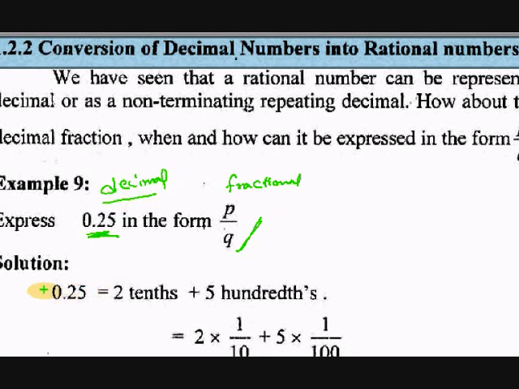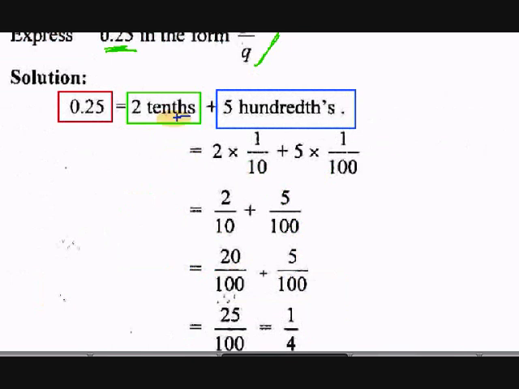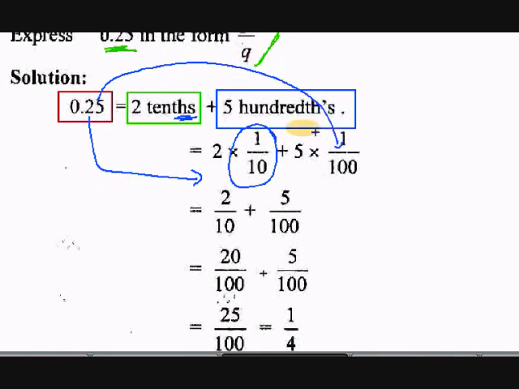We know that 0.25 has 2 tenths and 5 hundredths. Tenths means 1 by 10, so you multiply 2 by 1 by 10. This is the tenths place, and this is the hundredths place, so we multiply 5 into 1 by 100. That is equal to 2 by 10 plus 5 by 100.